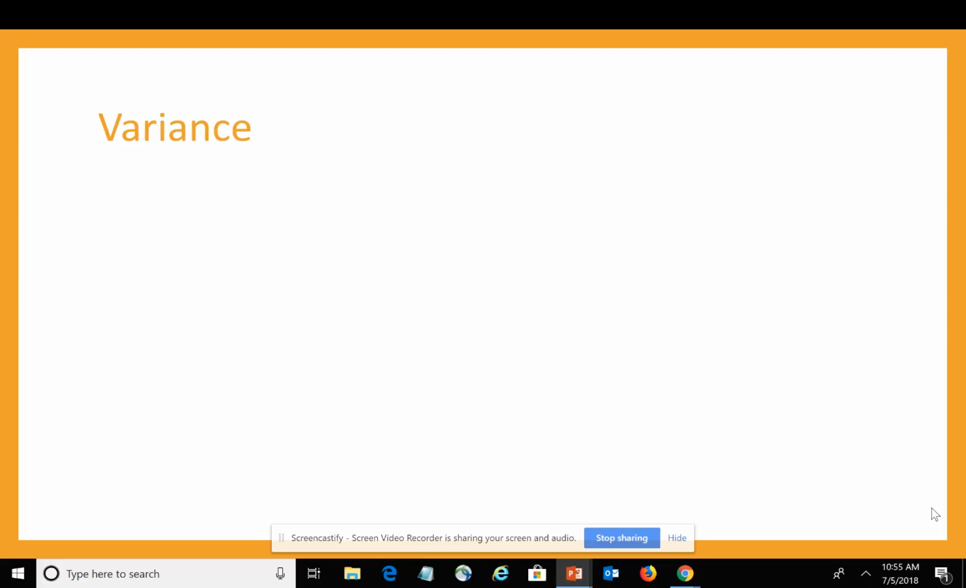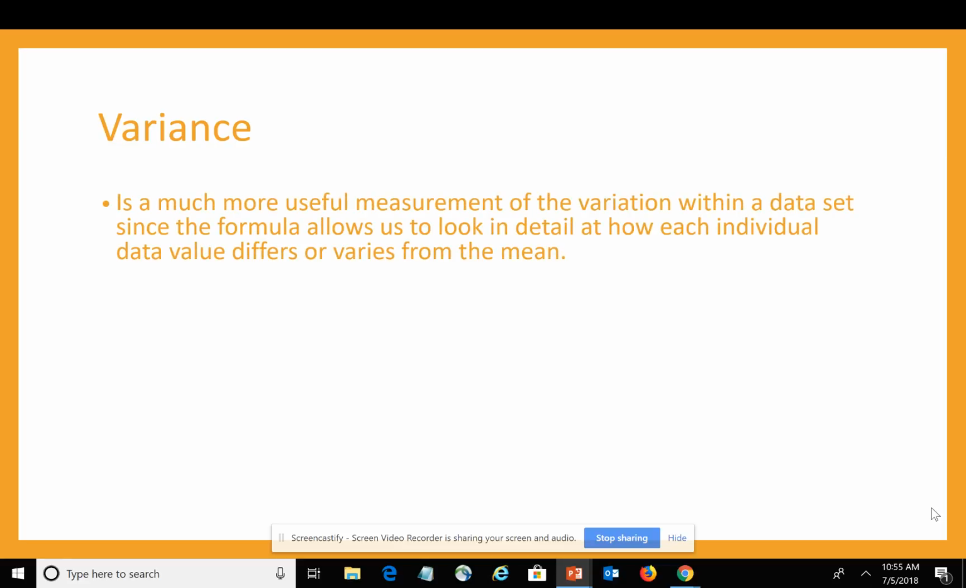Second is the measure of variance. Variance is a lot more useful than the range, because the formula, which is very convoluted and we'll look at in just a minute, looks at how each individual data value differs or varies from the mean. So we're using all the data values instead of simply the low and the high, and we're comparing it to our measure of center, the mean.